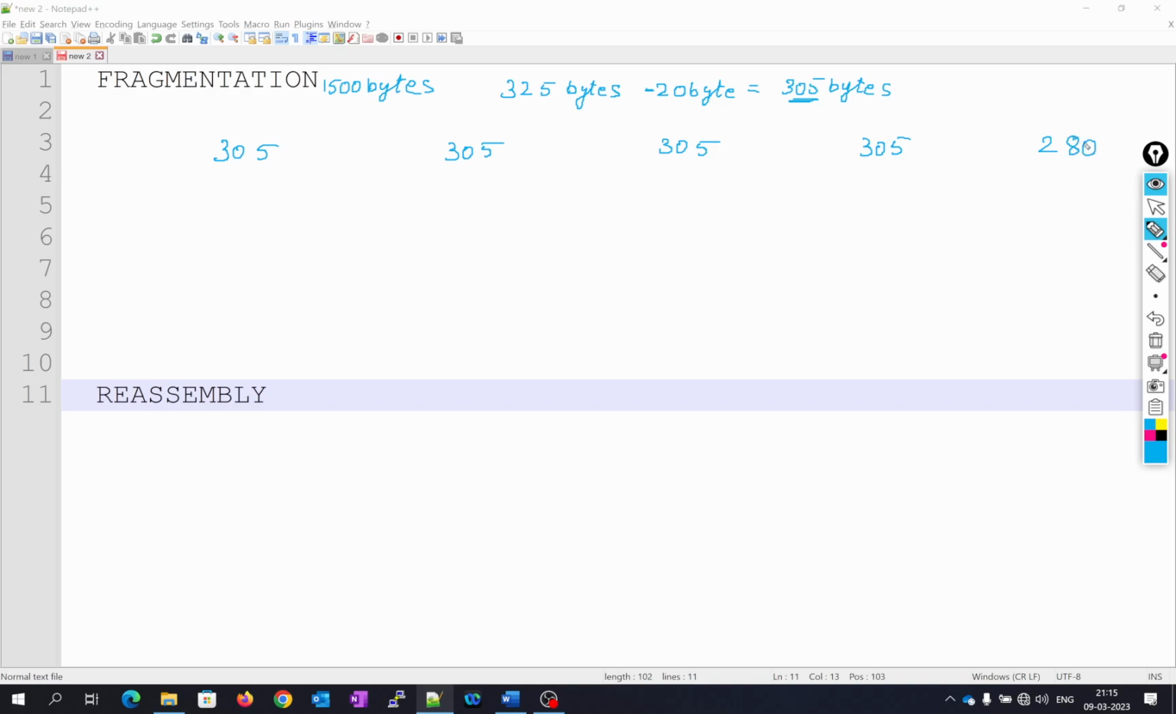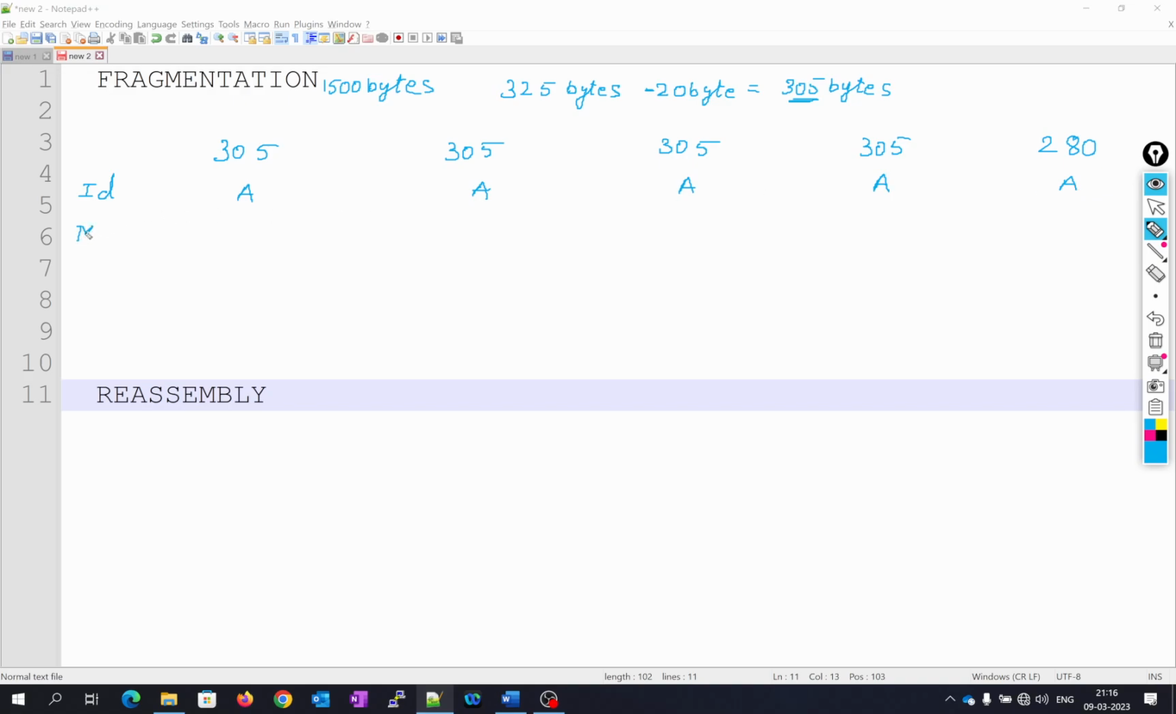Now, these fragments have been completed. Now, this particular router has to give it an identity. That is the work of the identification field. So, the identification field gives it an identity. Here, let us take an example that the identity given by the router is A. So, all these fragments will have an identity of A, right?